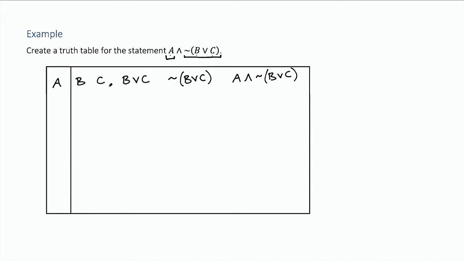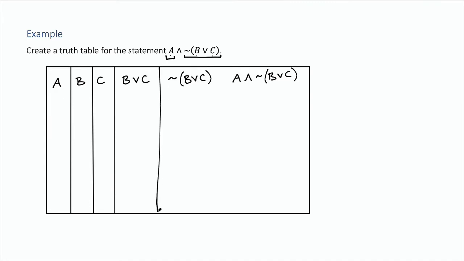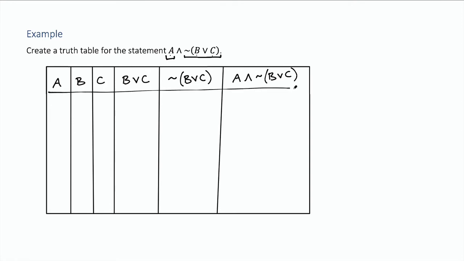We need to decide how many rows there are going to be. So to determine the number of rows, we look at how many base statements there are, just the simple ones that haven't been combined with anything, with no modifiers or anything. And for us, that's 3. Okay, we have A, B, and C. And with those 3 statements, that tells us that we're going to have 2 raised to the 3 rows. Okay, it's 2 raised to however many base statements there are. So there's going to be 8 rows here.